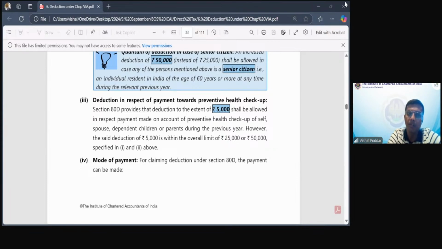Yes, Lahiris, where the limit is for parents, it is for both parents combined. Yes, Tambeshwari, 5,000 for preventive health checkup is for the family, not per person.